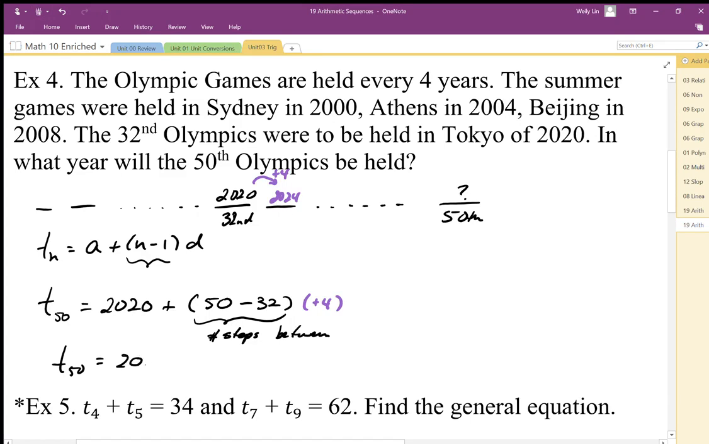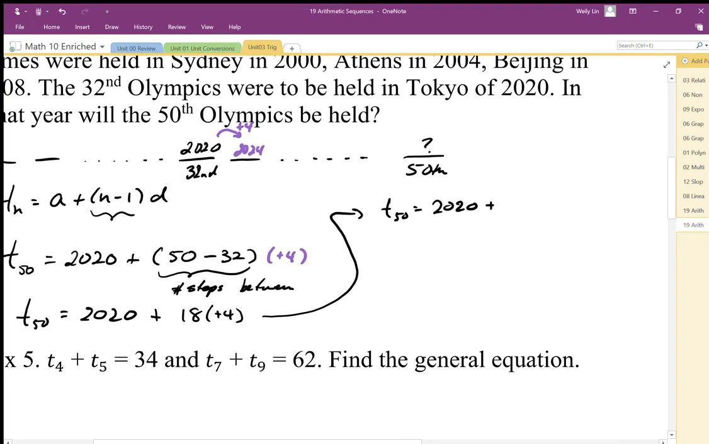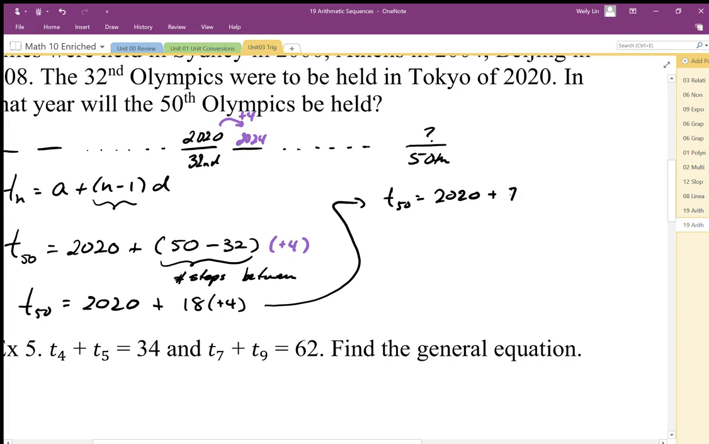So it's going to be 2020 plus 4 times 18, and that gives us T50 is equal to 2020 plus 18 times 4, which works out to be 72. So we know that the 50th Olympics will happen in 2092. Okay, so in the year 2092, the 50th Summer Olympics should be held.